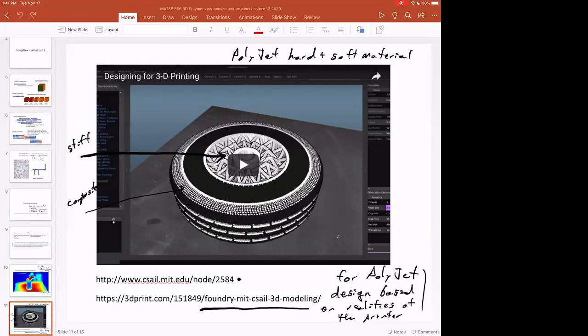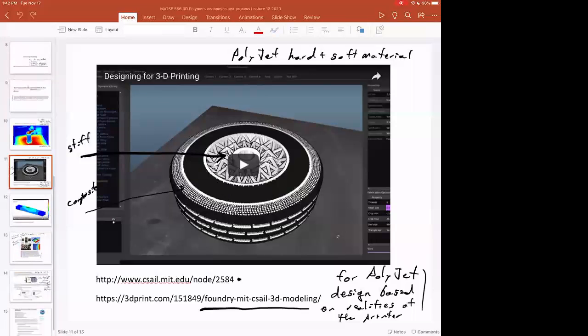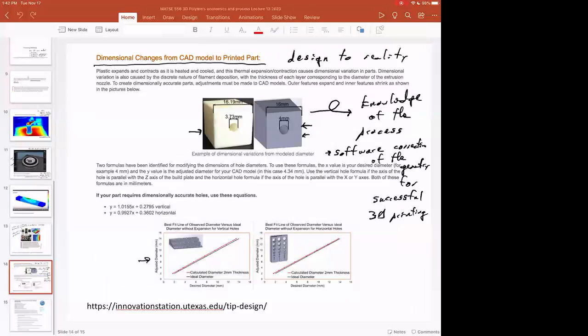But now embedded in this piece of design hardware, or what they call the foundry, is knowledge of how PolyJet works. What are the materials? What are the resolutions? What's going on in the manufacturing process? And that's coupled to the design software.